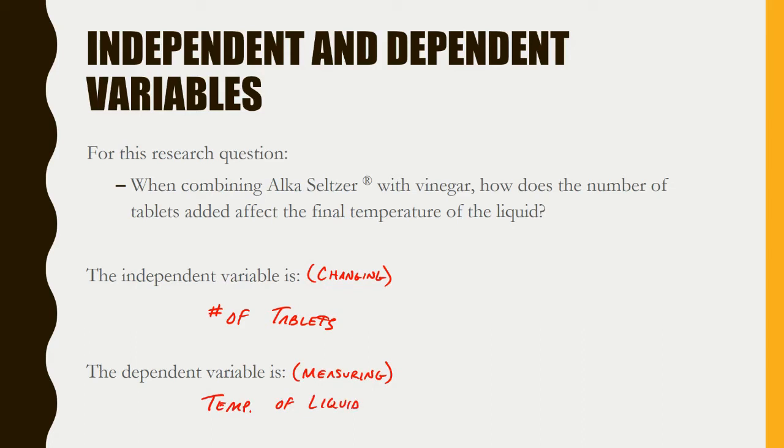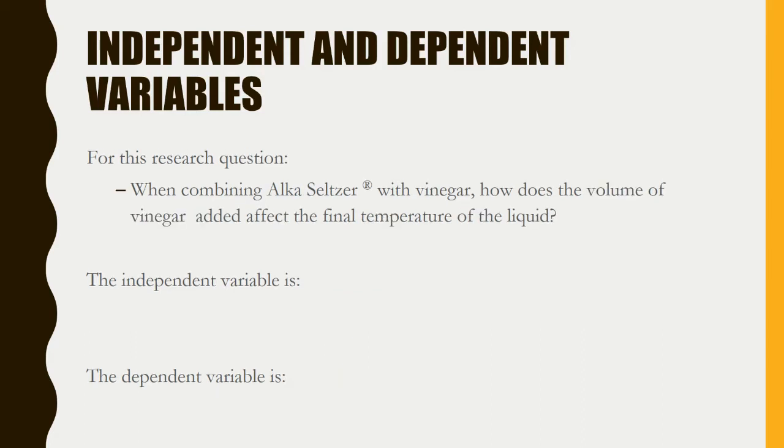Not so bad, right? Now let's look at our other research question. When combining Alka-Seltzer with vinegar, how does the volume of vinegar added affect the final temperature of the liquid? I'll give you a second here. Think about what you think the independent variable and the dependent variable are, and go ahead and write them down below. All right, so hopefully we agree that the independent variable is the volume of vinegar, and the dependent variable is still the temperature of the liquid at the end.